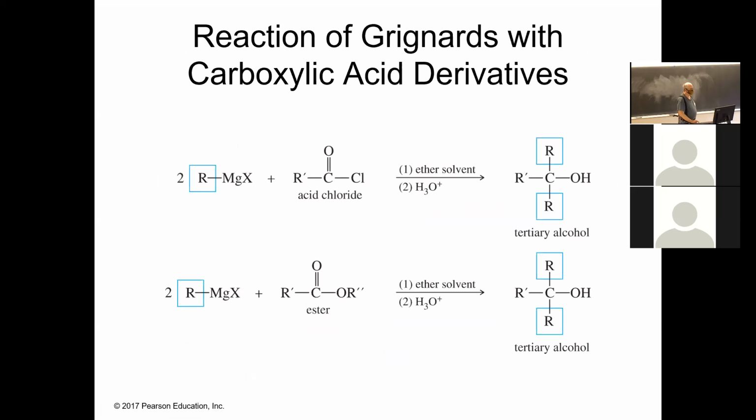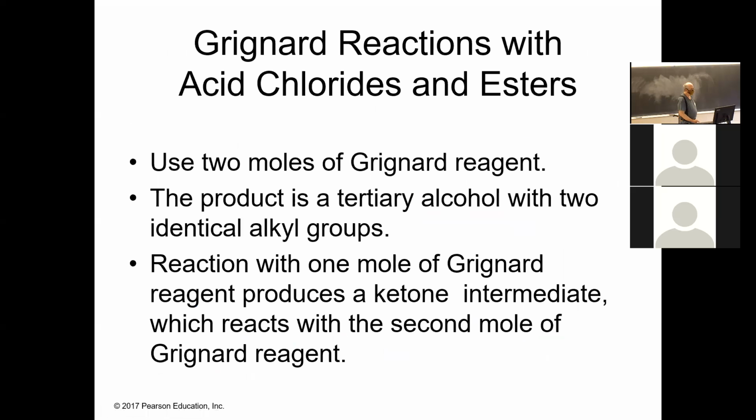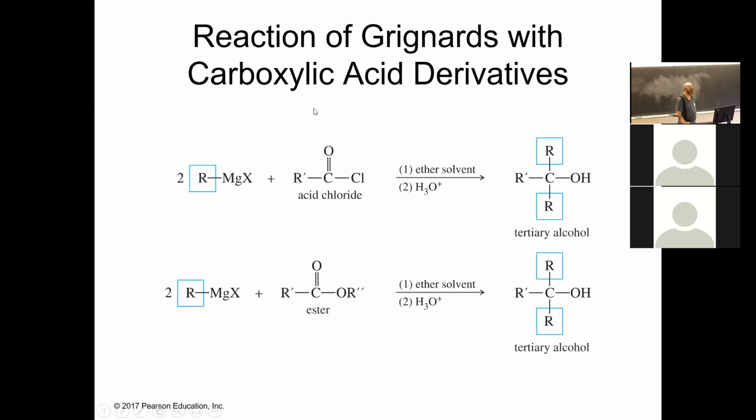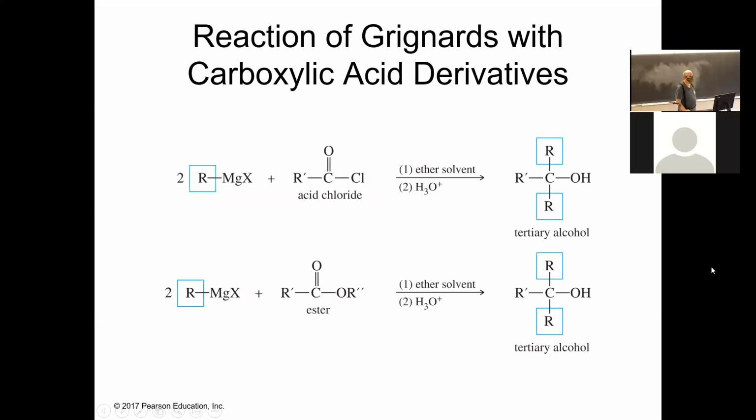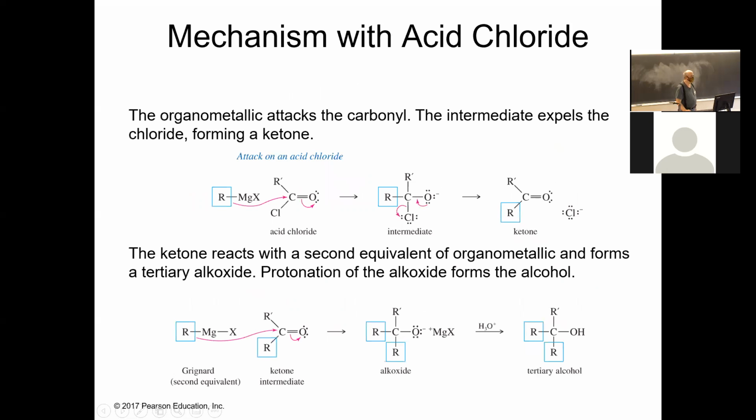Okay, the difference here with esters and acid chlorides. Okay, let me let Urine in. Whoops. Oh, there he is. Okay.